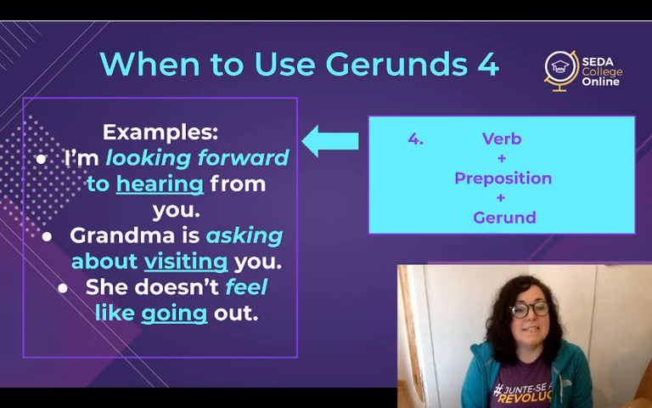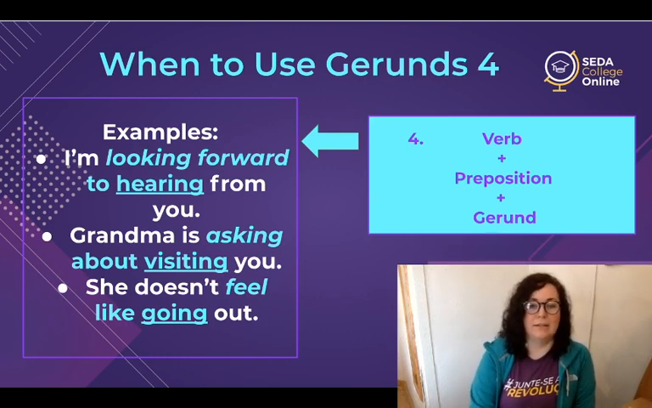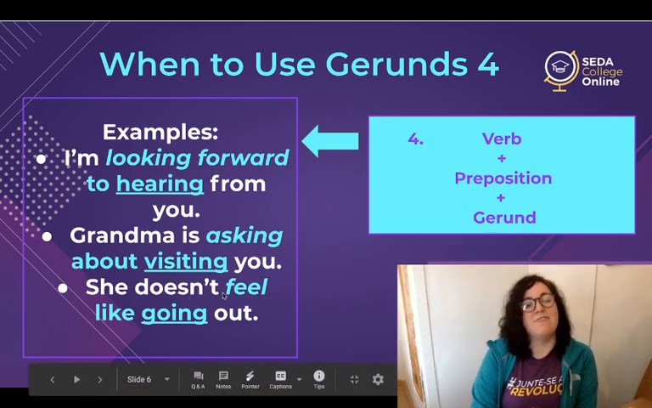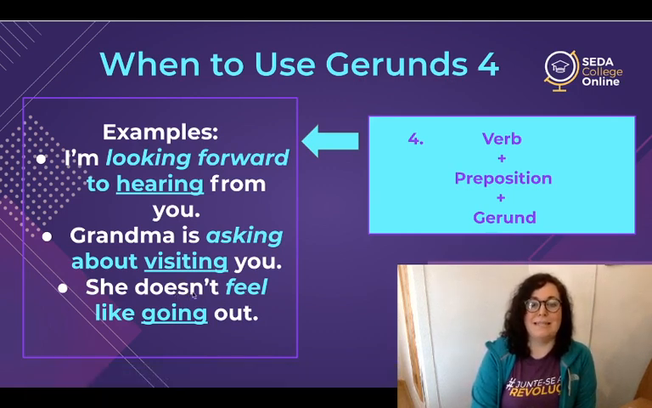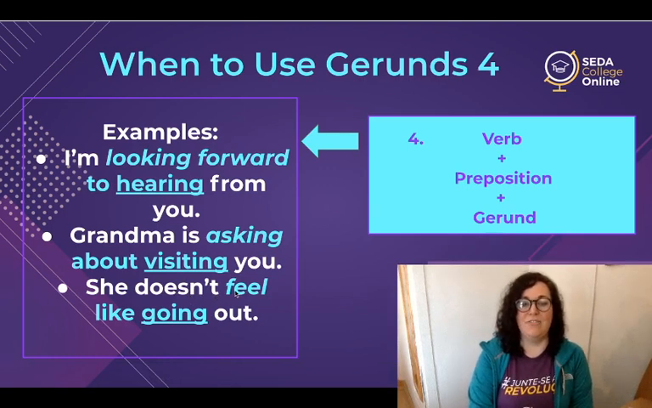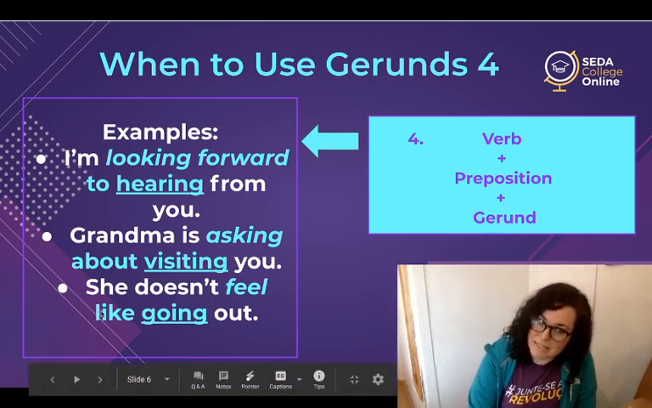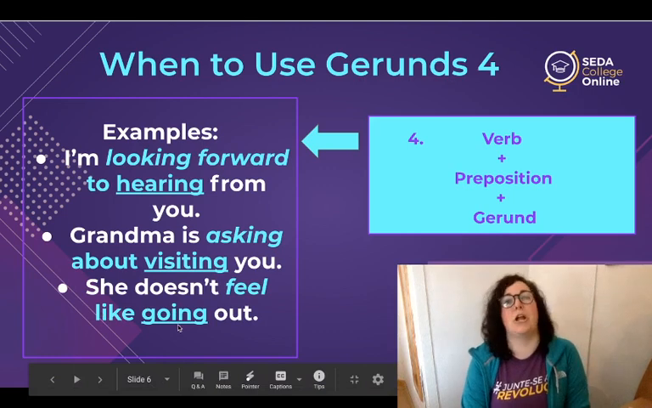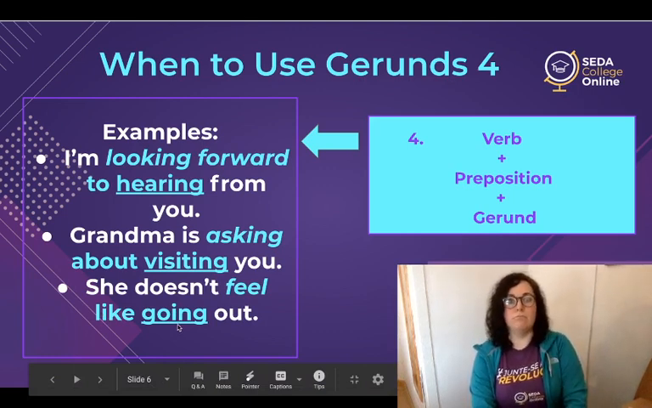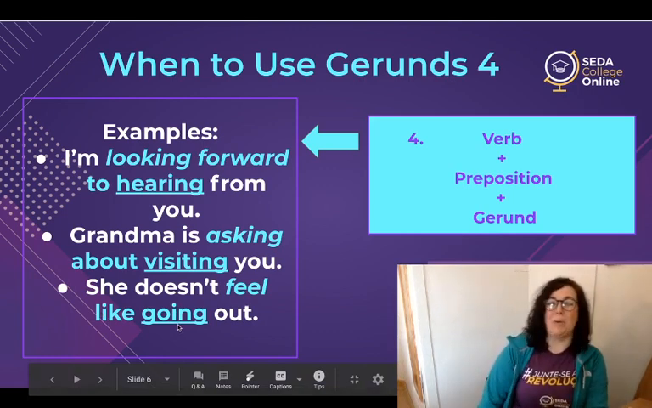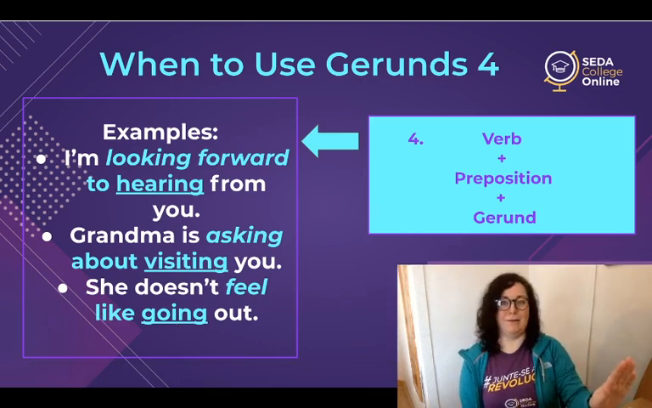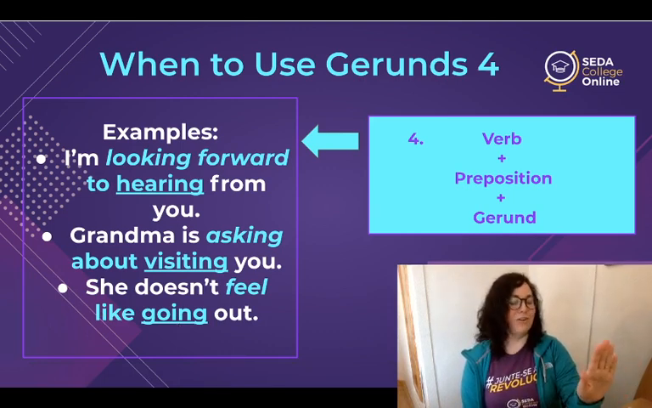She doesn't feel like going out, okay? She doesn't feel, so we have a verb conjugated in the present, then we have a verb in the infinitive, then we have a preposition, verb, preposition, gerund. She doesn't feel like going out, okay? She doesn't have to have a reason. She doesn't feel like it. Leave her alone. Get over it.